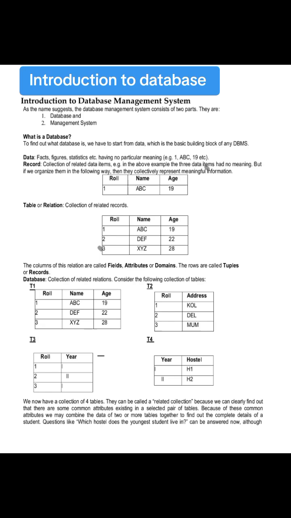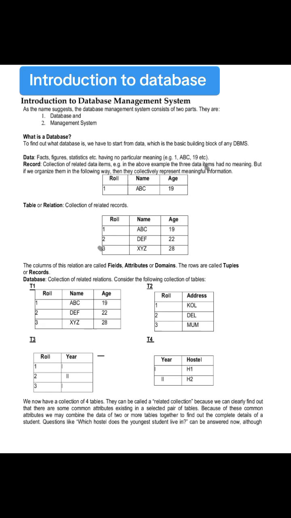So a database now is a collection of related relations, or it is a collection of related tables, for you to understand better. Now we have an example here where we have four different tables: T1, T2, T3, and T4. In the first table we have the column name and age. The second we have the address. The third we have the year. And the fourth we have the hostel.